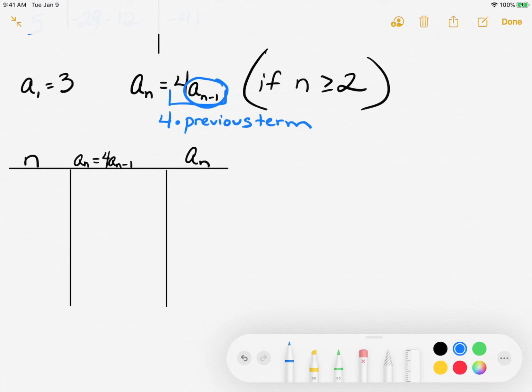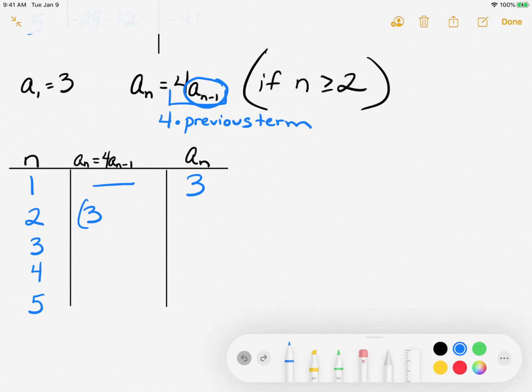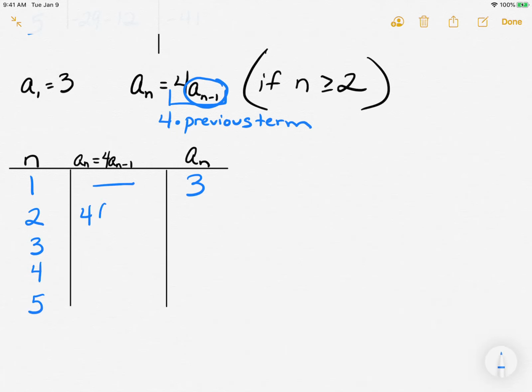Okay, so my first term, no math required because the problem gives it to me. My first term is 3. Now the goal was to find the first 5 terms. 2, 3, 4, 5. Not quite long enough, but I'm sure nobody will make a big deal out of that, right? What do I do to get the next term? You do the previous term, which was 3, times 4, which is 12.